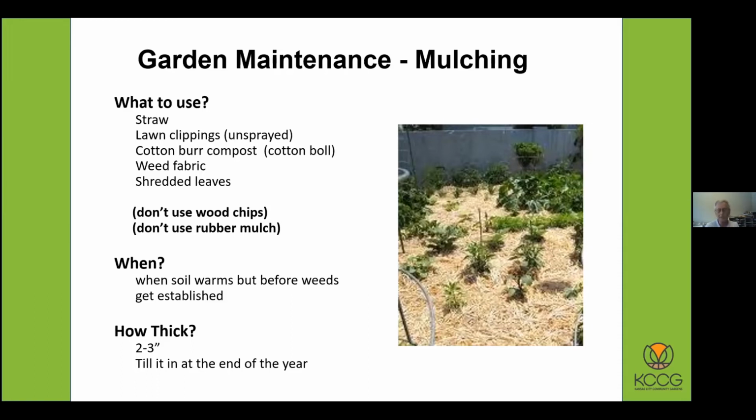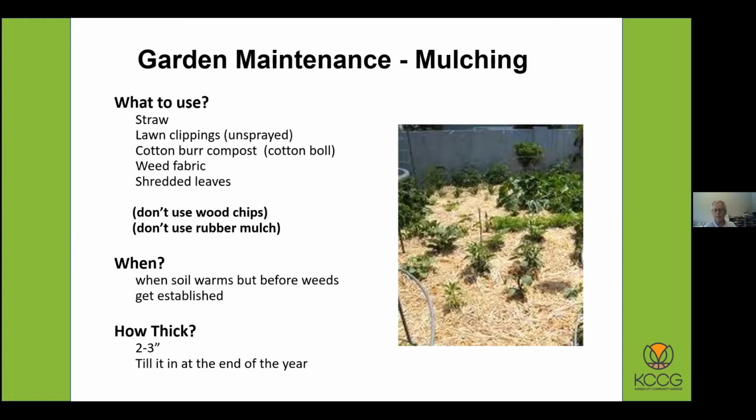I also don't recommend using rubber mulch. They use that sometimes on playgrounds. The rubber mulch is like shredded tire material. There's some toxicity questions there, but also it doesn't break down and add to the soil or organic matter level. So just kind of not good for vegetable gardens.